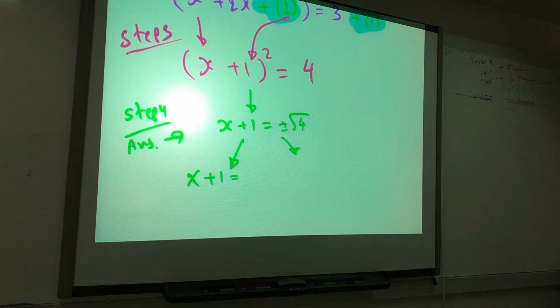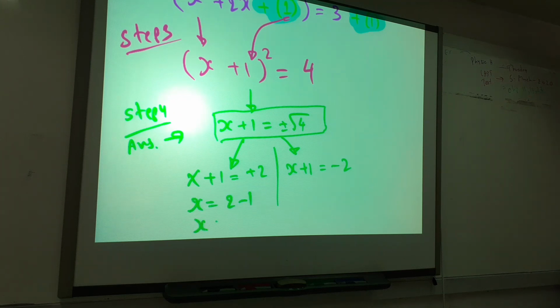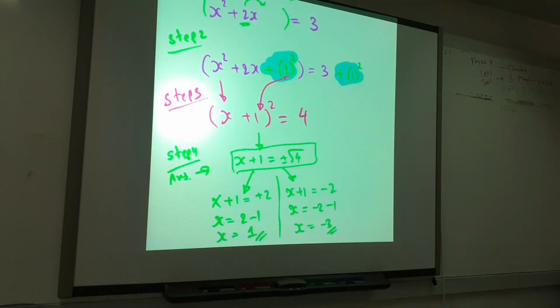x plus 1 equals root 4, which is 2. Another answer: x plus 1 equals negative 2. You have two answers, one positive and one negative. So x equals 2 minus 1, which is 1. The other: x equals negative 2 minus 1, which is negative 3. Very good. Is the answer the same as before? Same answer, really. Okay, let's practice a few questions. Let me pause this.